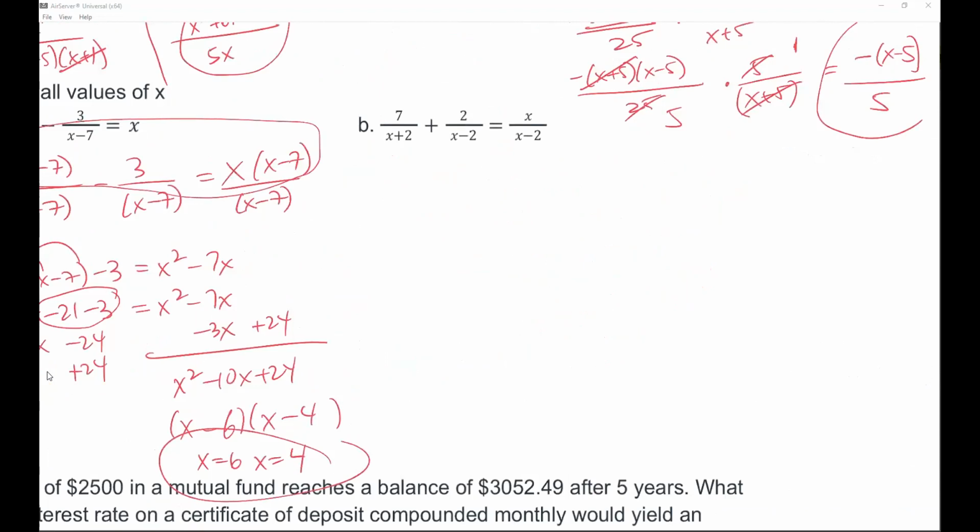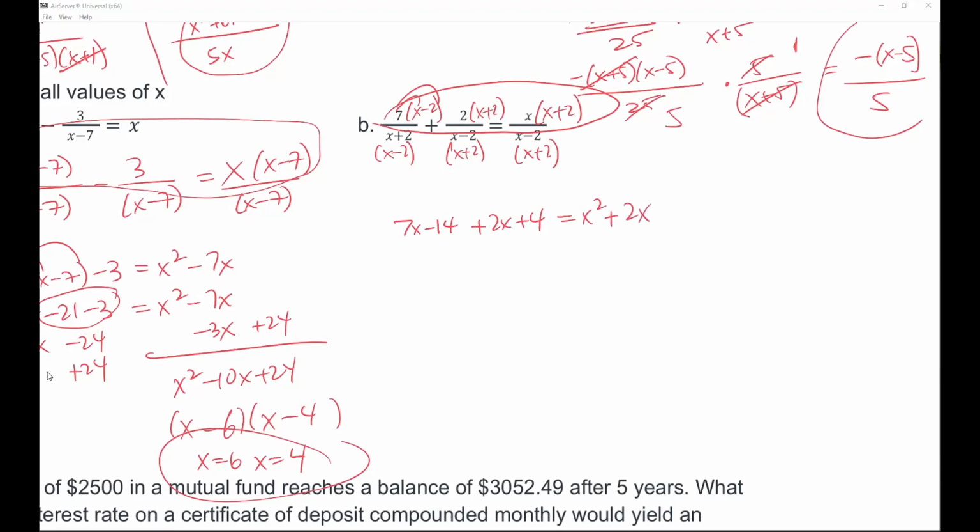you have to get the common denominator, so you need an x minus 2 here, you need an x plus 2 here, and you need an x plus 2 here. That way, this is x minus 2, this is x plus 2, x plus 2, right? I'm just getting the common denominator there. So I can just focus now on the numerator. So it'll be 7x minus 14, that's here, plus 2x plus 4 is equal to x squared plus 2x.